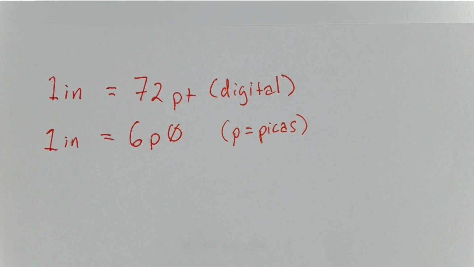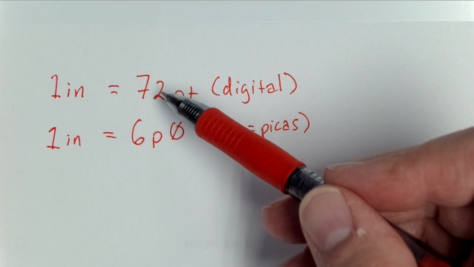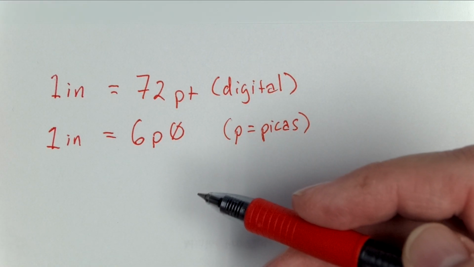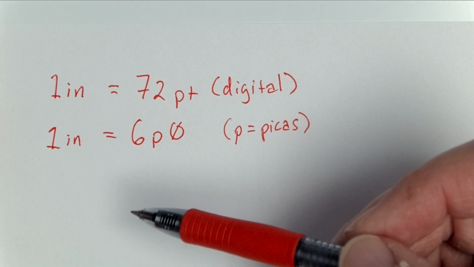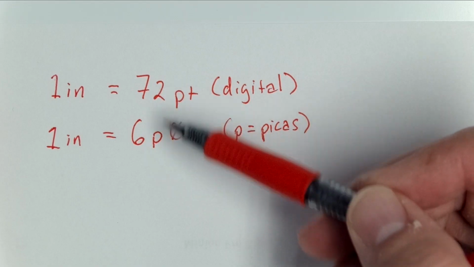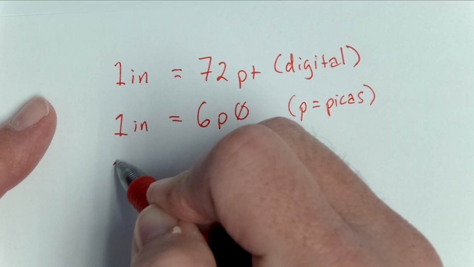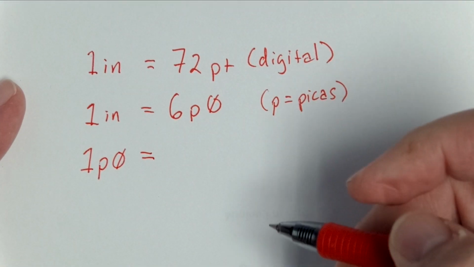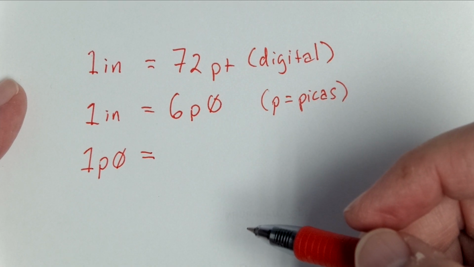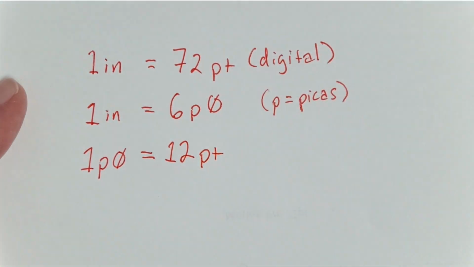Does everybody see that? Which means now that I know these two measurements, I can figure out exactly how many points are in a pica, can't I? Because if there are 6 picas in an inch and 72 points in an inch, I can figure out how many points is 1 pica. So if I do 1 pica, how many points is that? 12. One pica is 12 points.